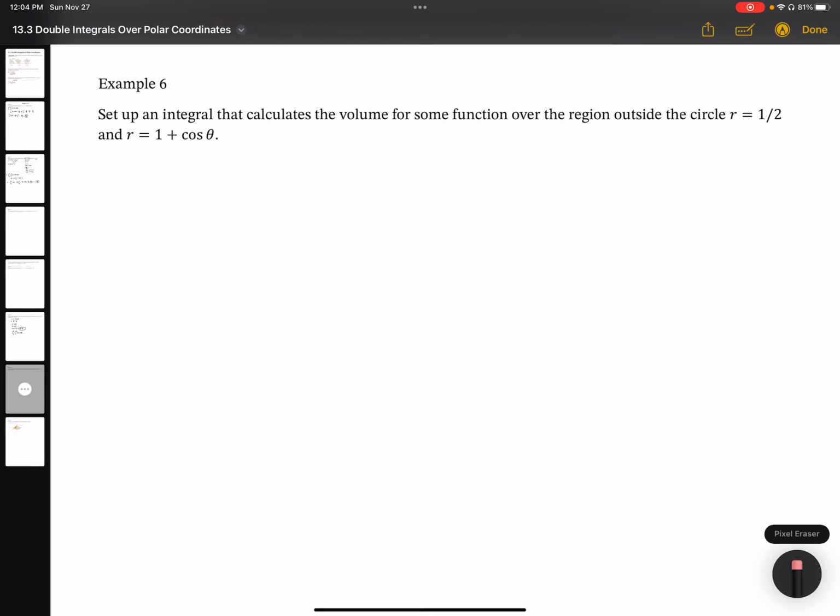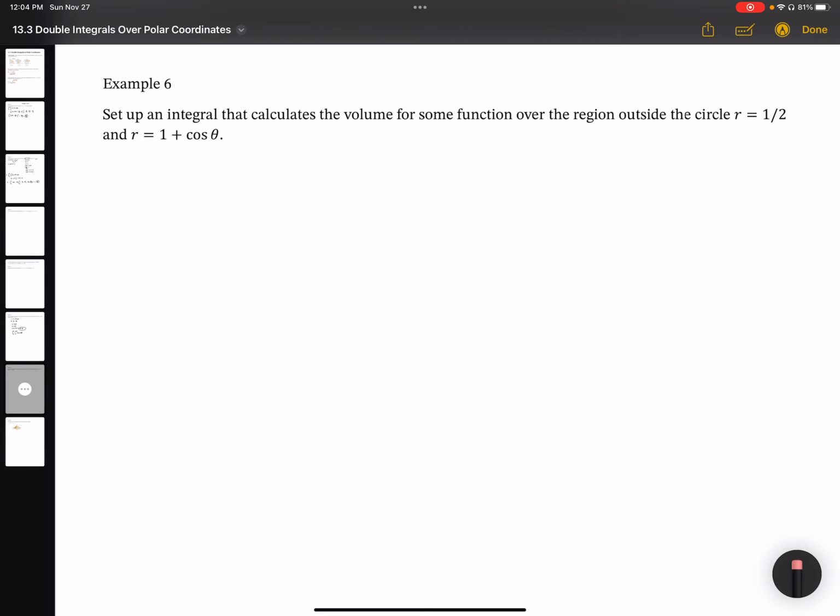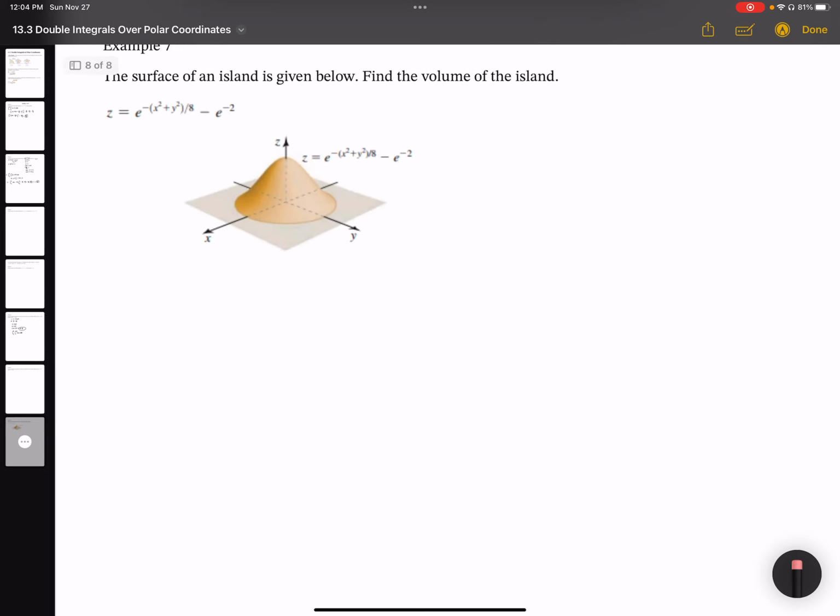Is there anything else? Nah. Example 6 is the same thing. You can try it yourself. It basically works the same. And this is a problem that we'll tackle in class.